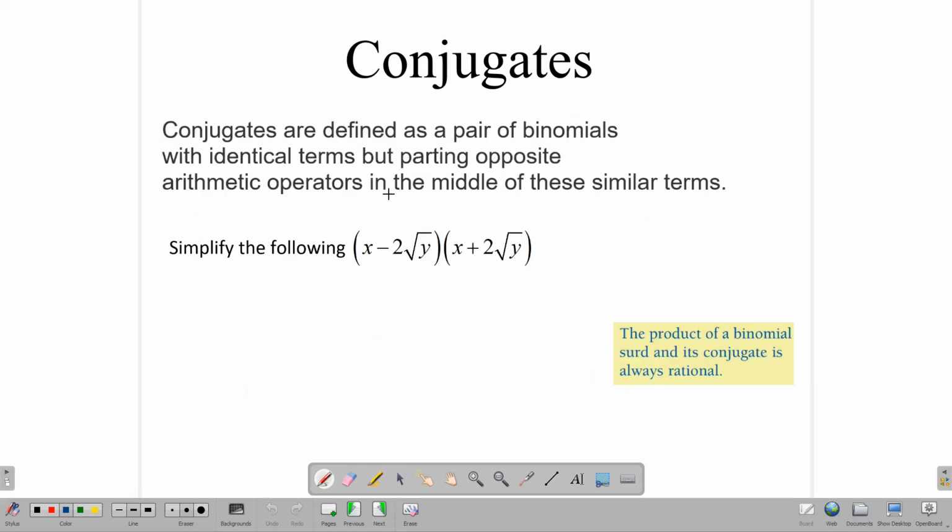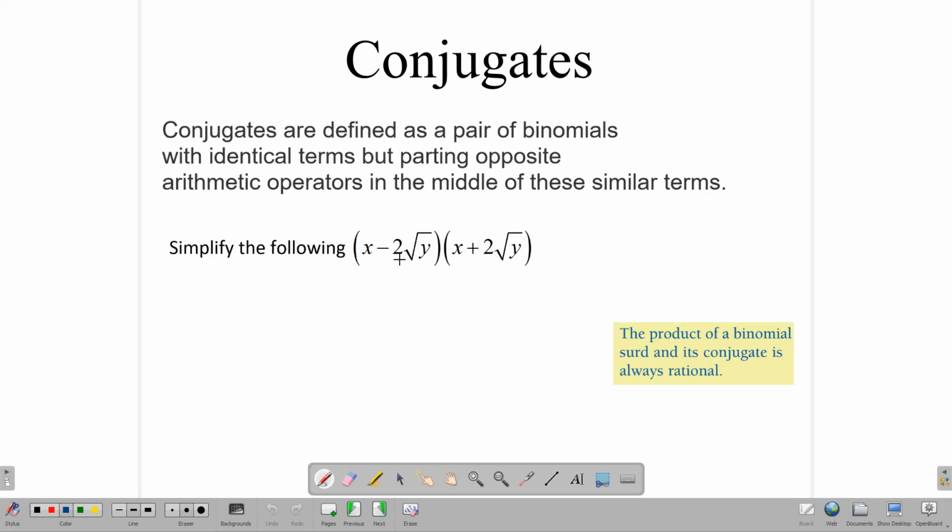Now let's talk about conjugates. Conjugates are defined as a pair of binomials with identical terms, but they have different arithmetic operators. So here we have two expressions, x minus 2 root y and x plus 2 root y. Both of these are conjugate to each other. Notice that it's the same x and 2 root y in both, but one has a minus and one has a plus. So x minus 2 root y is the conjugate of x plus 2 root y, and x plus 2 root y is the conjugate of x minus 2 root y.